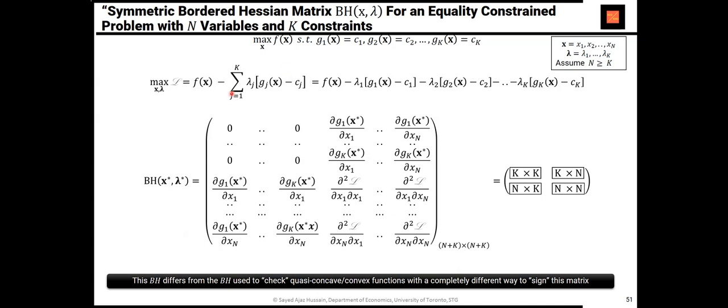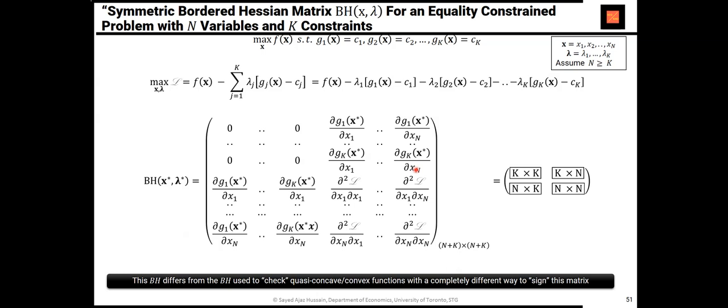You now have n variables with k equality constraints. To check the second order condition, you form a completely different bordered Hessian matrix, the one you use for quasi-concave and quasi-convex. Here's the way you read this. There are zeros. How many of them? K zeros, as many as there are constraints. Differentiate the first constraint with respect to x1, x2, up to xn. And then you keep going. This is the kth constraint, differentiate with respect to x1, up to xn.